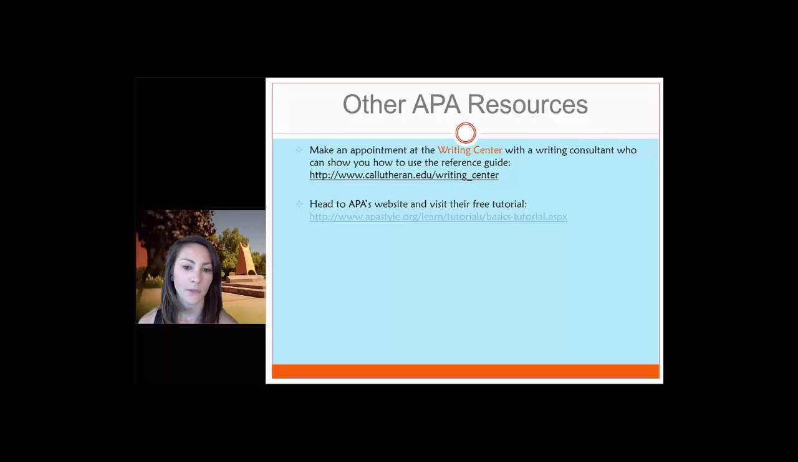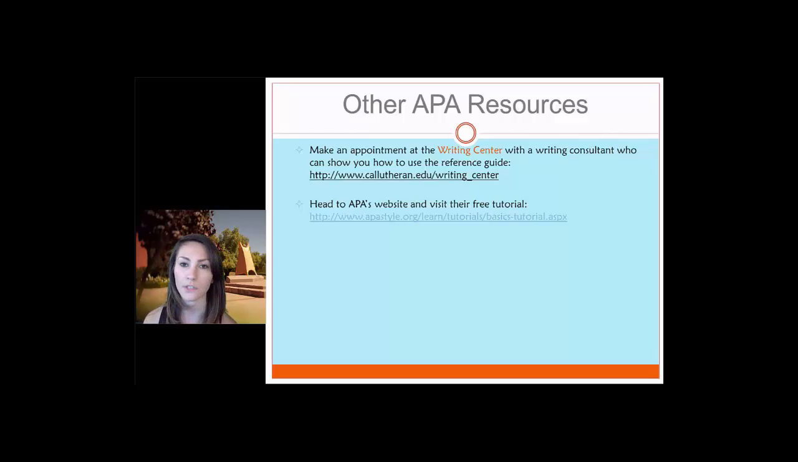You can also head to APA's website and visit their free tutorial. So the table that I showed you earlier actually comes from that website. This was the table that listed the different in-text citations. So this is, if you don't want to buy the APA manual, which costs money, this is a free tutorial online that's taken from the manual, but you don't have to pay for it, and it's really easy to use.